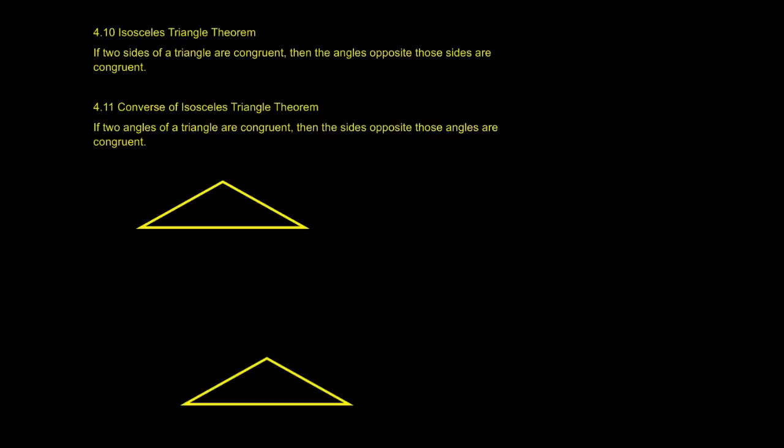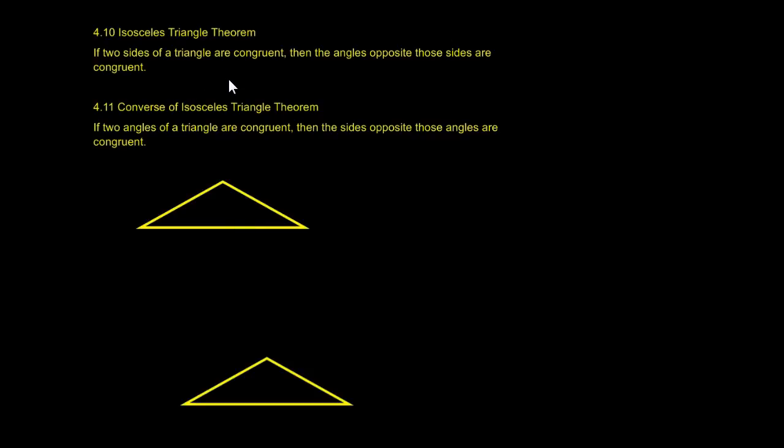All right, so here is the first set of theorems on the isosceles triangle. 4.10 is the isosceles triangle theorem. If you're missing the theorems before 4.10, you can grab your book or talk to me in class next time I see you, and we can get it lined out on what you're missing.